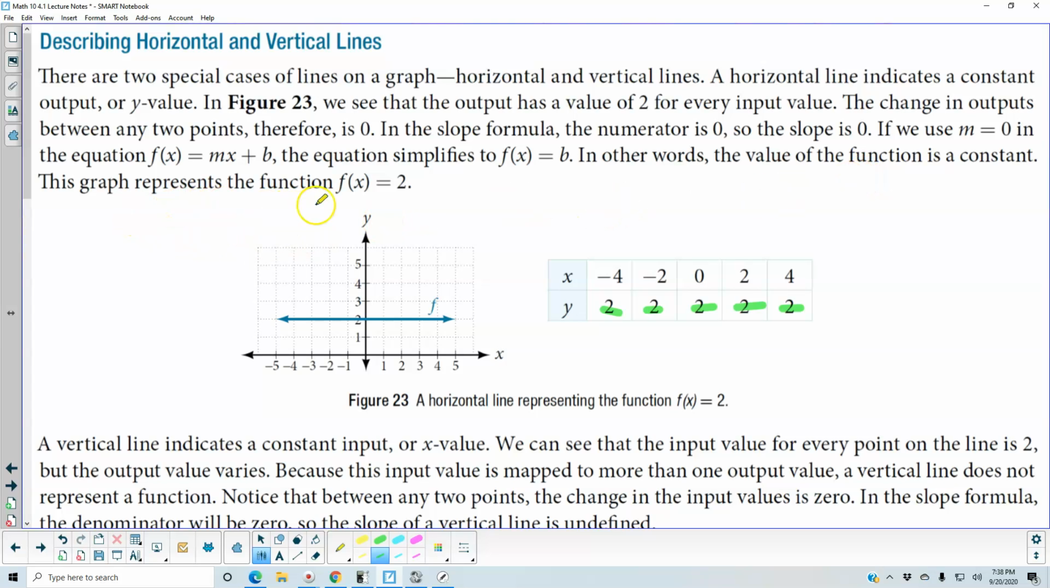So this graph represents the function f of x is equal to 2. Now notice that because it's 2 for all the outputs, that means that it's crossing through the y-intercept at 2. So therefore we have a horizontal line representing the function f of x is equal to 2.